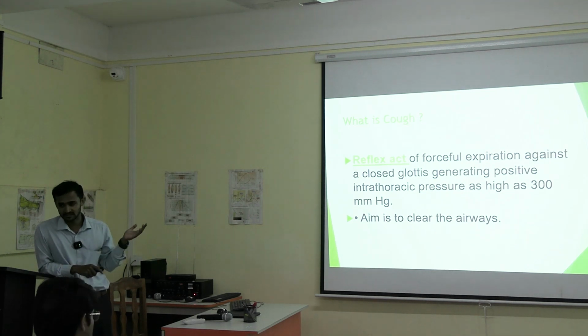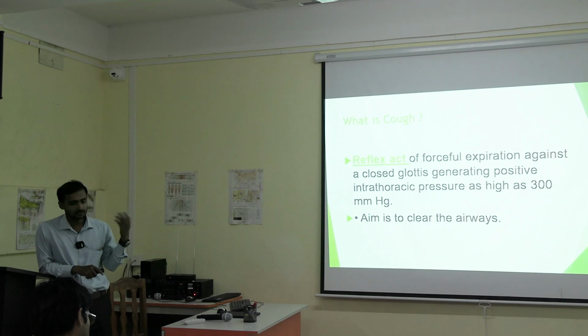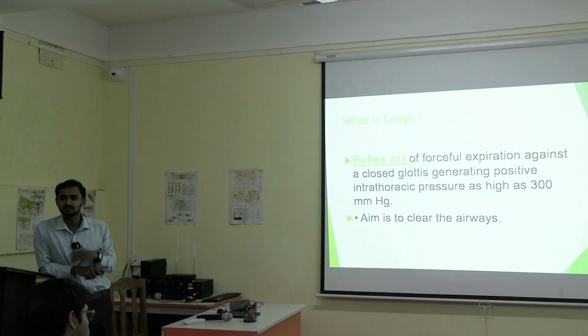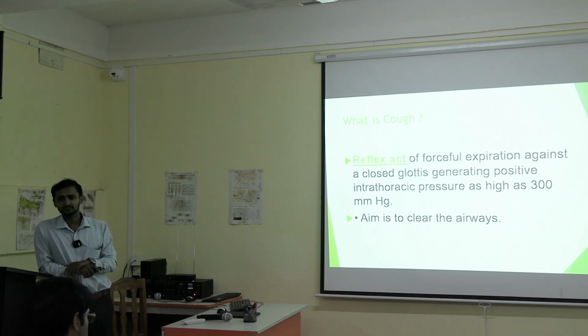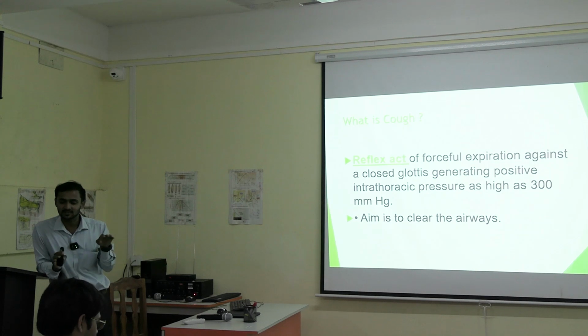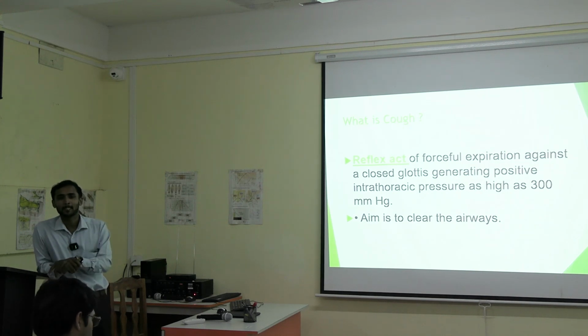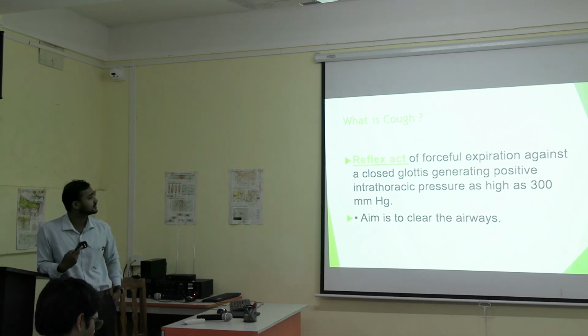This is a forceful expiration against a closed glottis, which generates a positive pressure in the intrathoracic area, which evacuates the mucus which is formed in our trachea. This is a positive pressure mechanism, by which it is expelled. Is it possible to expel it out if the glottis is closed? It is not possible. So the pressure generates and the glottis opens suddenly, and then the sputum comes out. So it is a reflex.